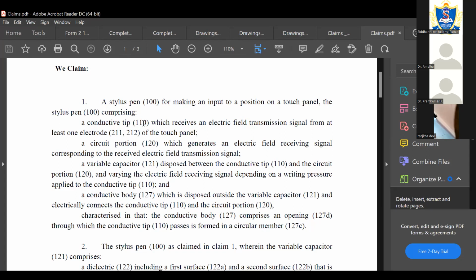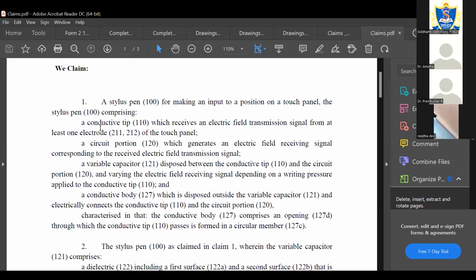Okay, so the body of the claim includes, for example, the different parts of the invention that need to be included in the body. For example, if it is a stylus pen, the stylus pen includes a conductive tip, a circuit portion, and variable capacitors. So it is separately included. You have to include all the parts of your invention in the body.